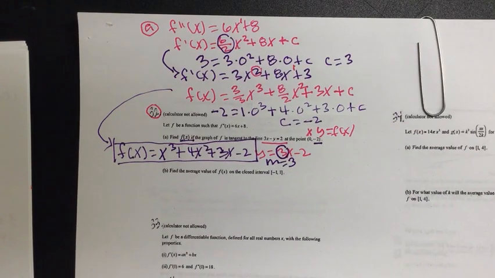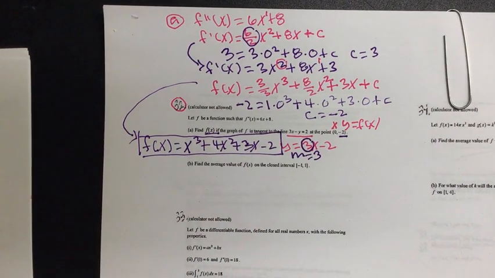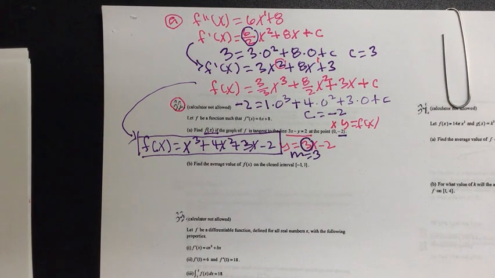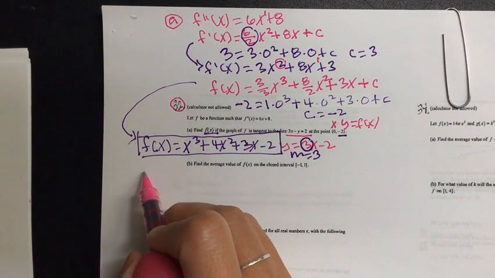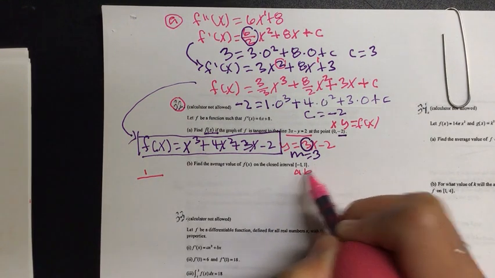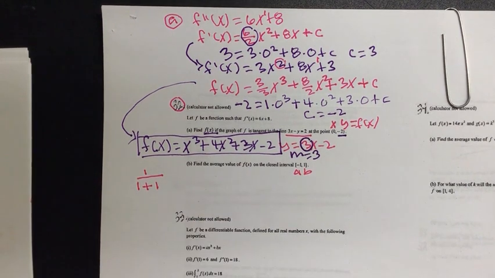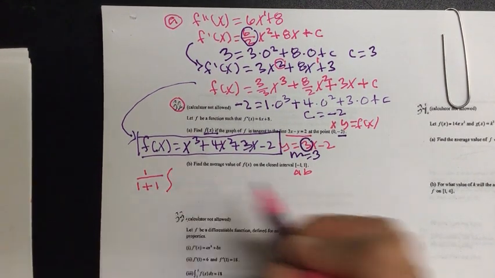All right. For part B, Maddie, let's read. Find the average value of f of x on the closed interval -1, 1. All right. Do we remember the average value formula? It was 1 over b minus a. That is my a and that is my b. So 1 minus a negative is going to give me +1. And it's the integral from a to b.